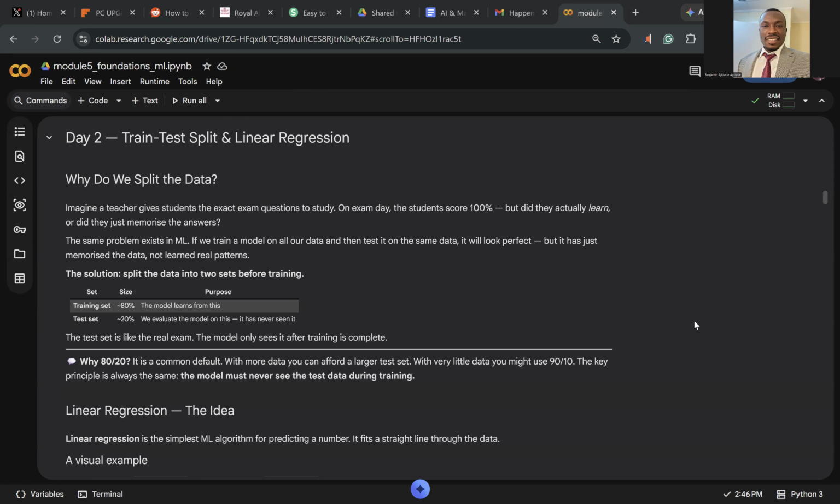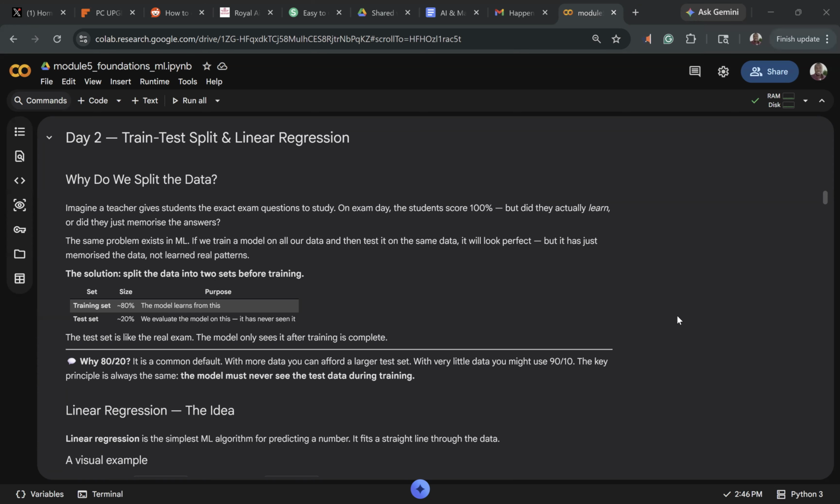Welcome to day 2 of Module 5 for Foundations of Machine Learning. We're going to talk about train and test splits for linear regression problems. And we're going to start with why do we split the data?